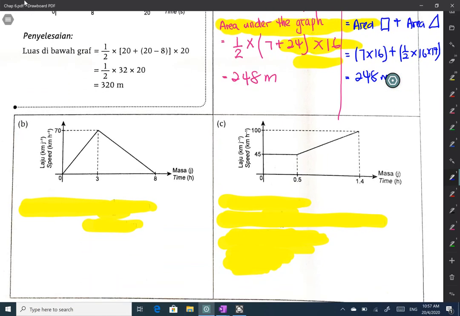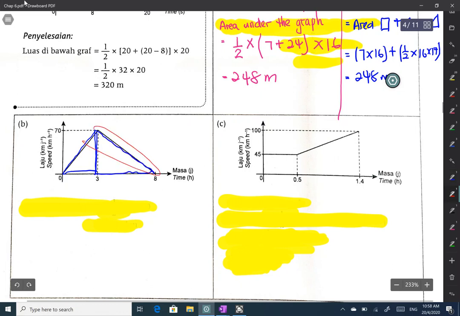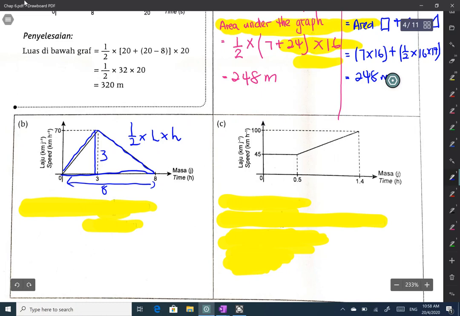Okay. Can you complete this one? You separate it into two. Okay, one triangle, two triangles, or you directly use one triangle. Okay, this is a triangle. So the height is 3, the total length is 8, so it's 1 over 2 times length times height. And this one, separate into 2, you need to find the area of this rectangle plus the area of this one.